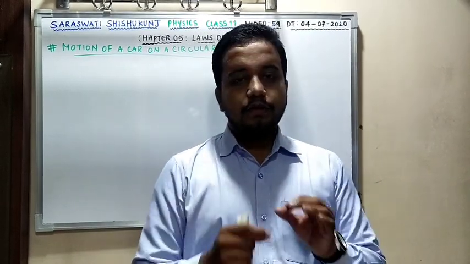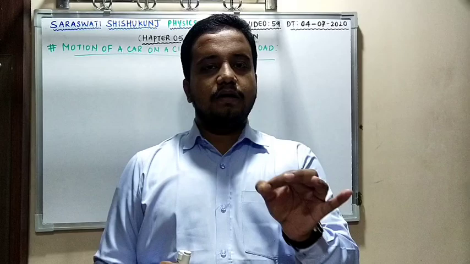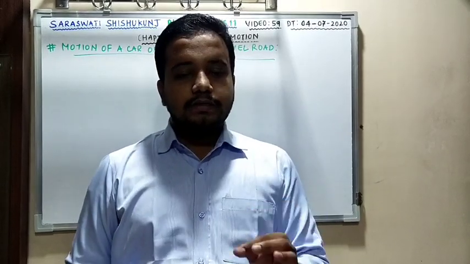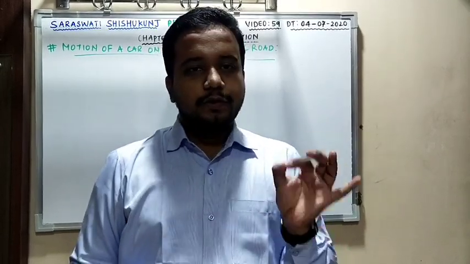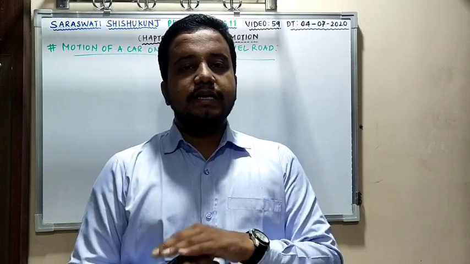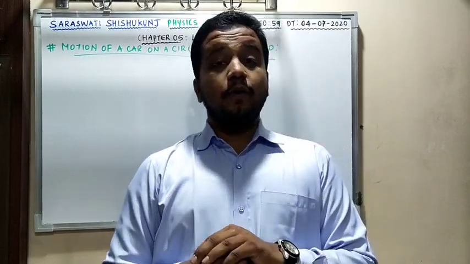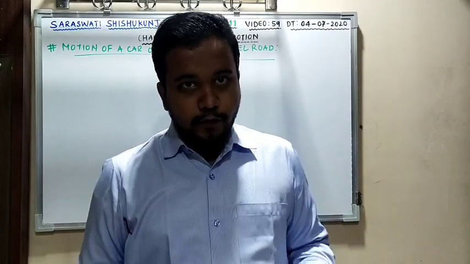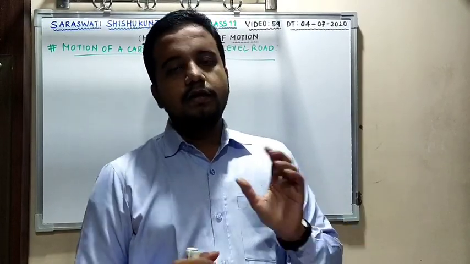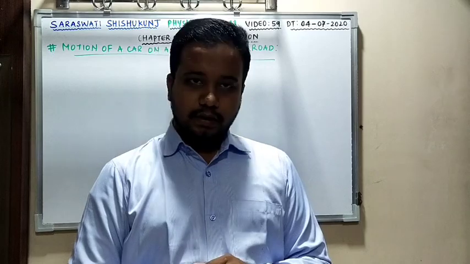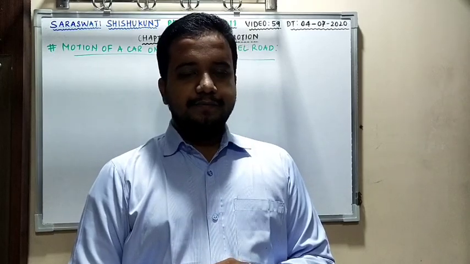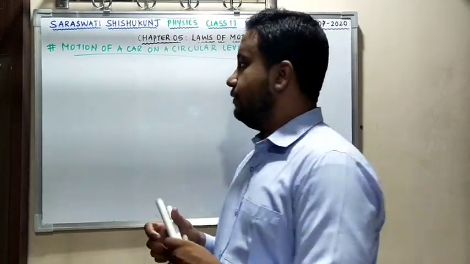Clear? So remember, in order to move on a circular track with constant speed v, or you can say uniform speed v, you need the necessary centripetal force. That necessary centripetal force is provided by the frictional force between the tires and the road of the vehicle. Clear? 100% clear? Now I am moving to the derivation.